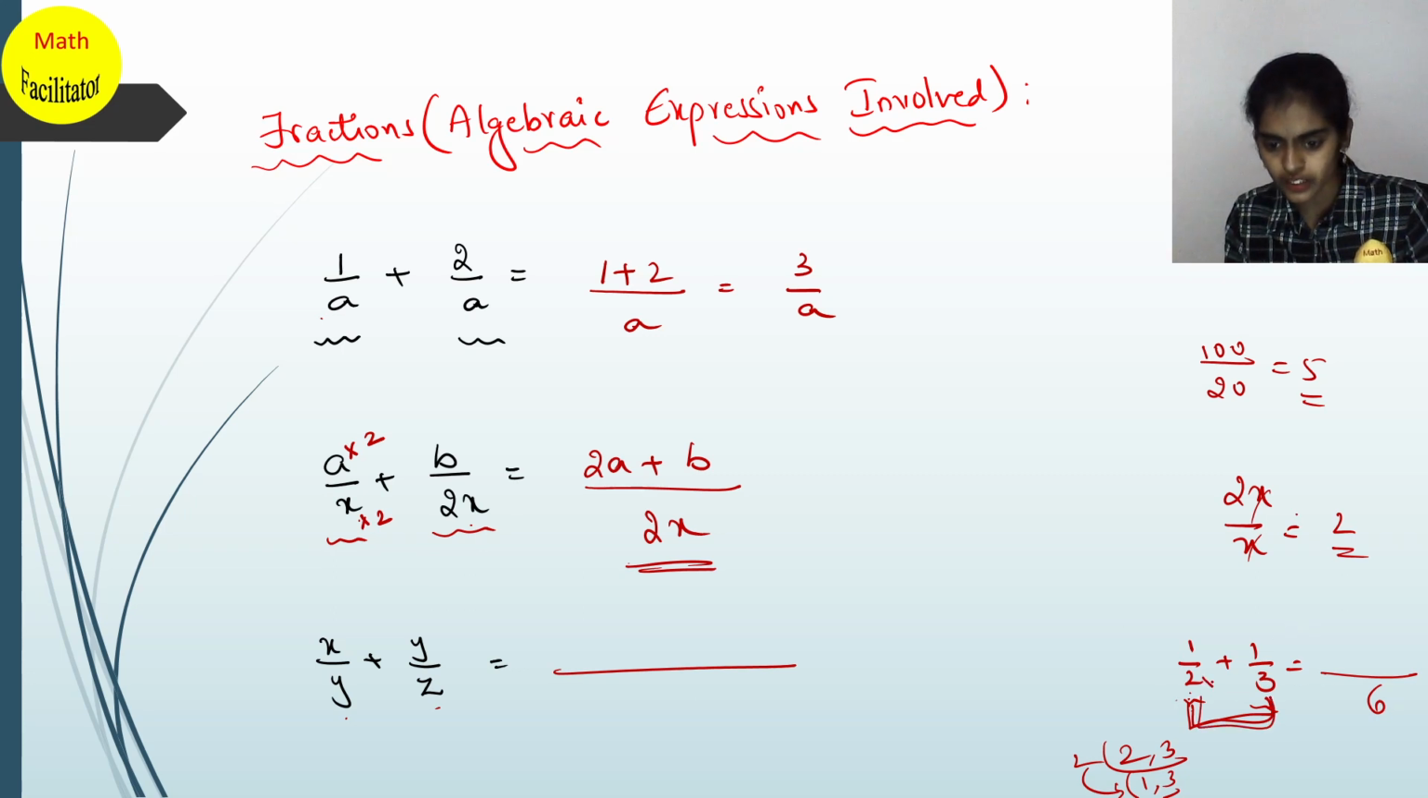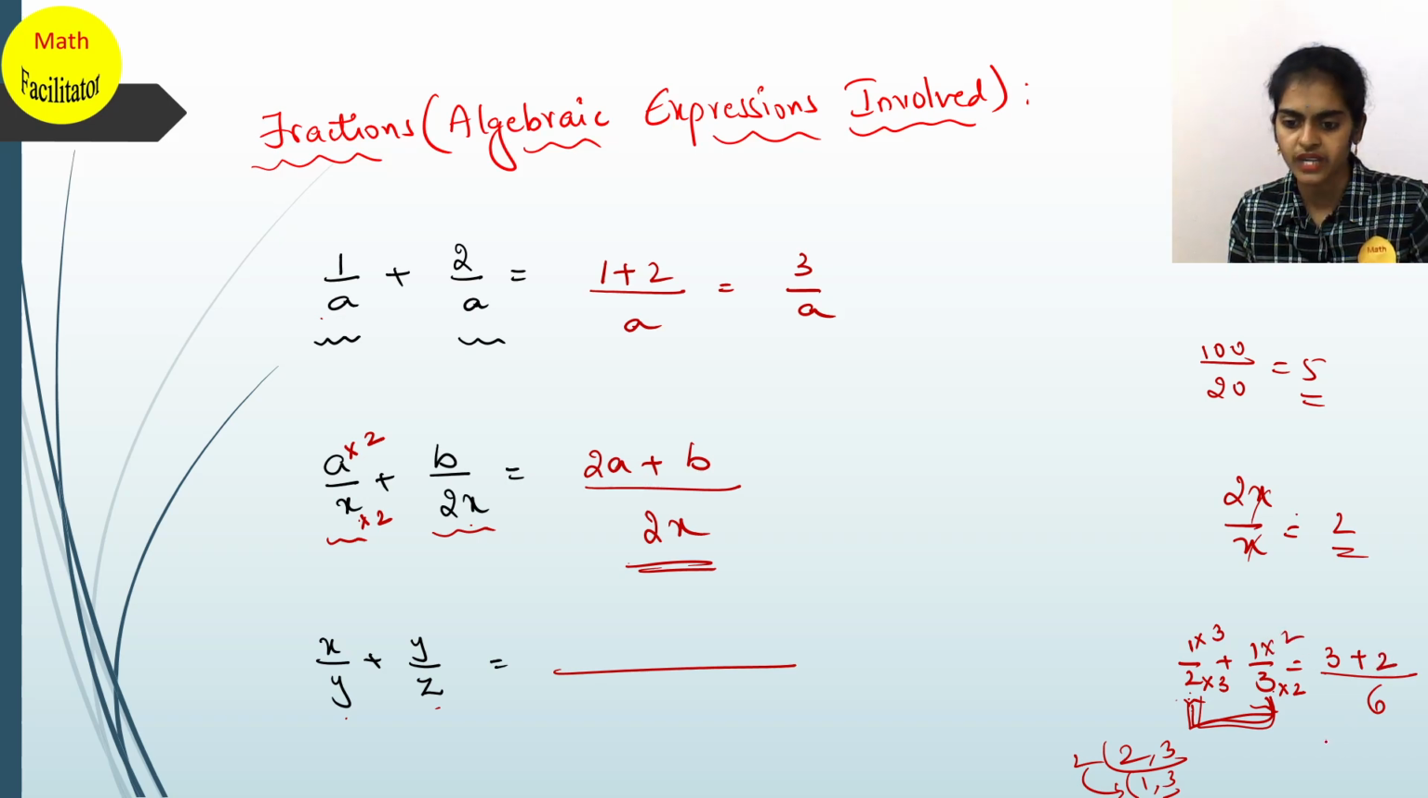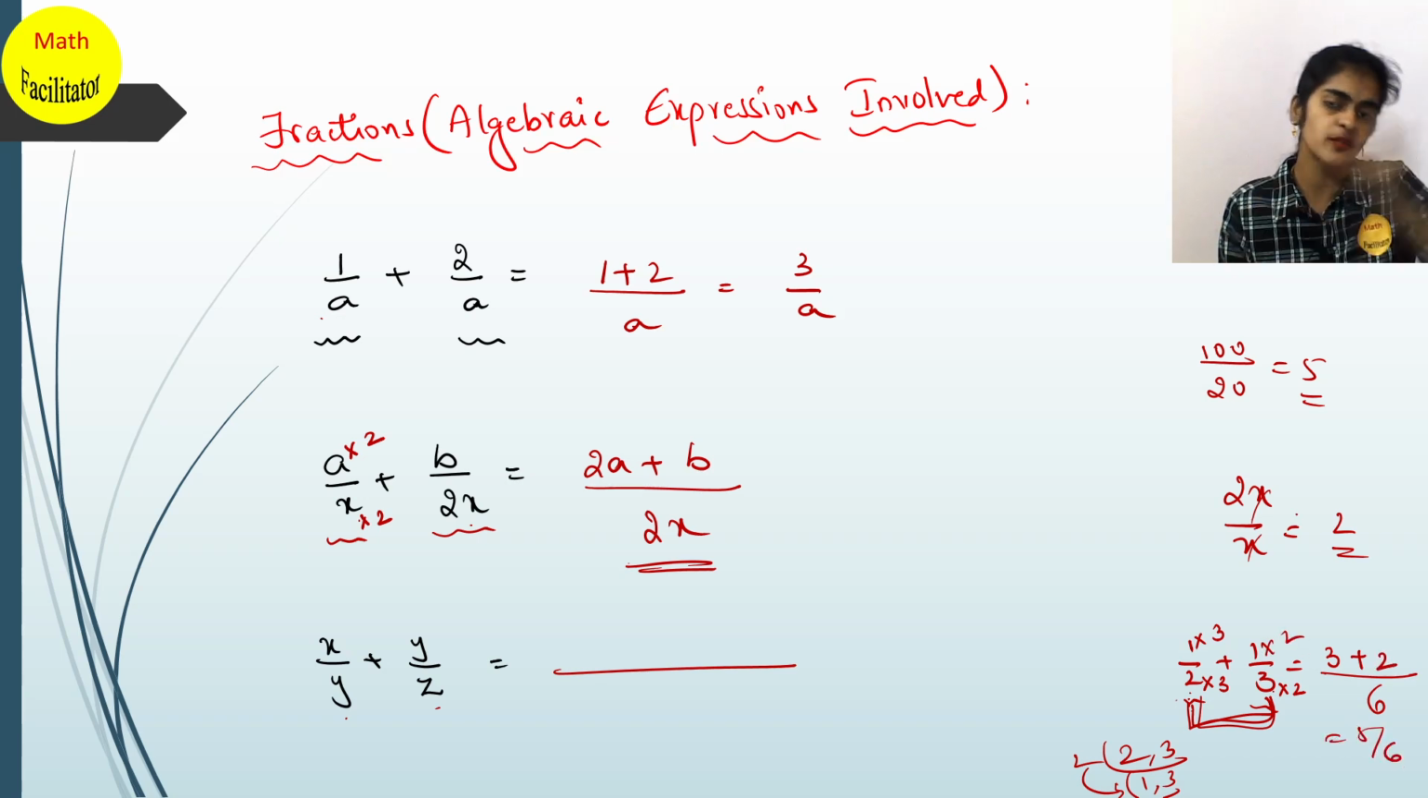Okay, and here what will you do? 2 3s are 6. And here numerator is also 3. So 1 3s are 3 plus. Now this is 3 2s are 6. Okay, numerator also will multiply. So this becomes 2. So answer is 5 by 6. Similar step you will apply here.